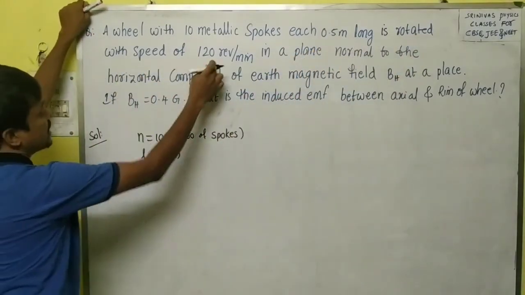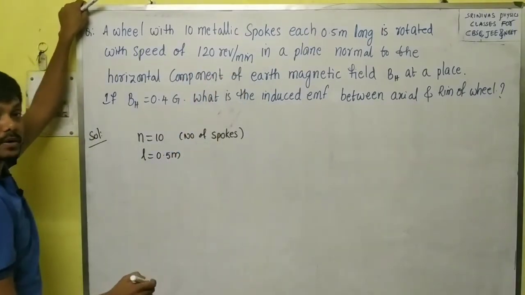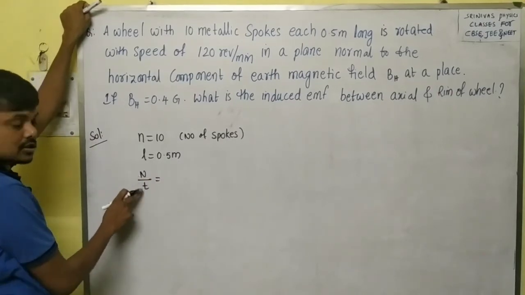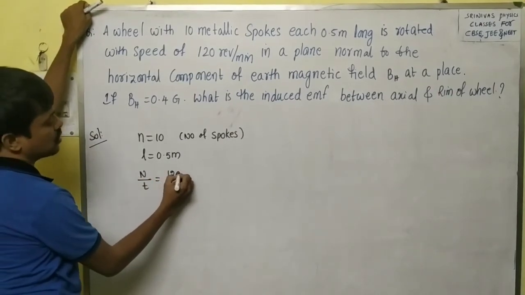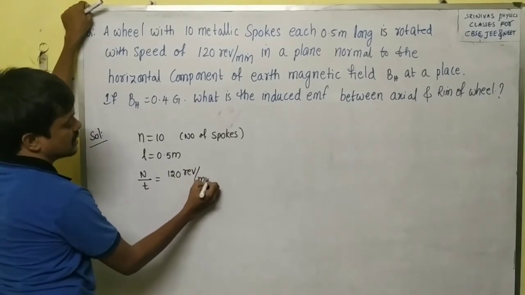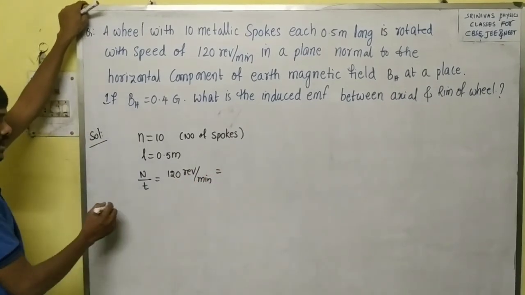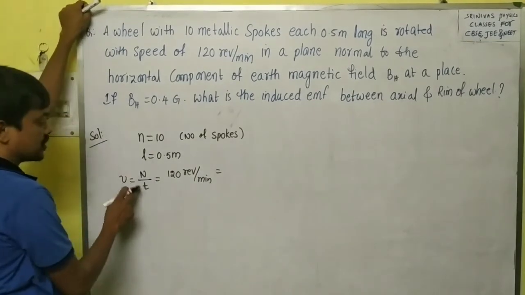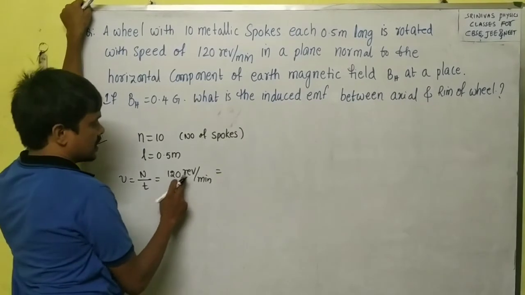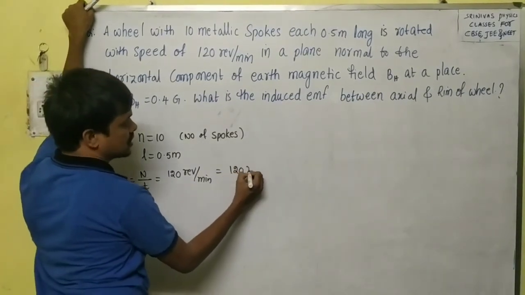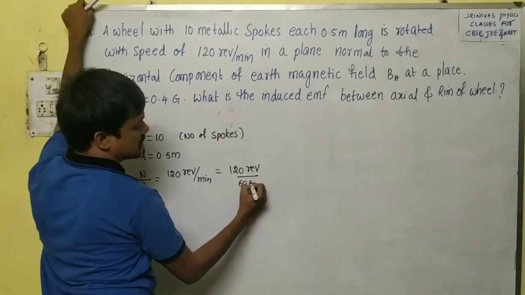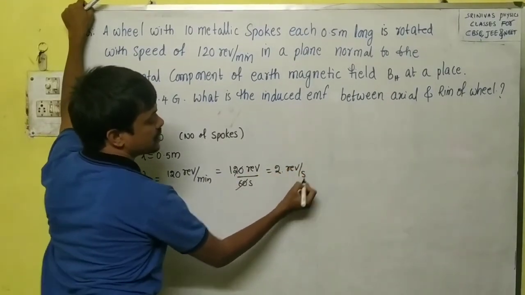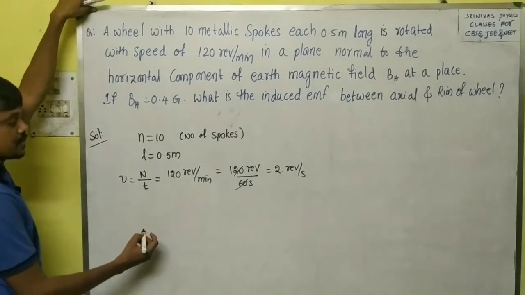It is rotated with a speed of 120 revolutions per minute. The number of rotations per unit time is called the frequency. We write 120 revolutions per minute; converting minutes to seconds, that is 2 revolutions per second. It's the frequency, the number of revolutions per second.